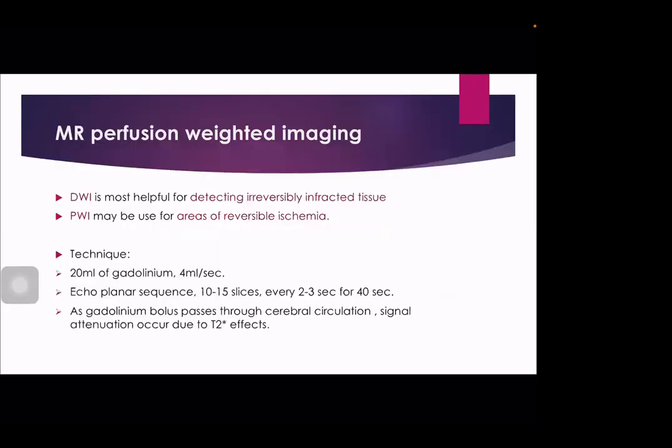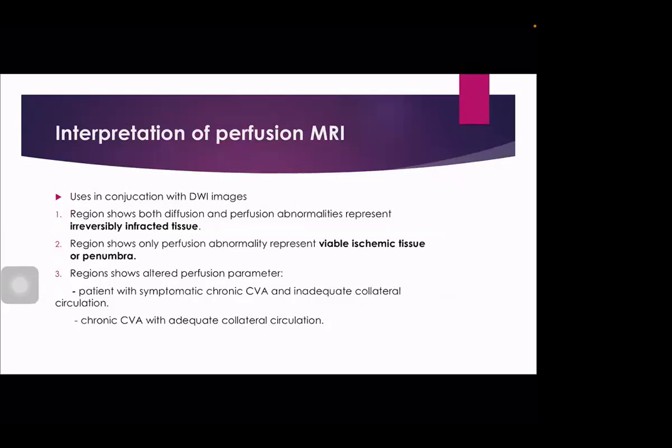On MR perfusion weighted imaging, DWI is used for detecting irreversibly infarcted tissue, while the perfusion image is used to detect the area of reversible ischemia. The technique is by injection of contrast, gadolinium, to the patient and acquiring an echoplanar sequence. We should always interpret the perfusion MRI together with the DWI. If regions show both perfusion and diffusion abnormality, it indicates irreversibly infarcted tissue, while regions that show perfusion abnormality but no diffusion abnormality indicate the ischemic penumbra.